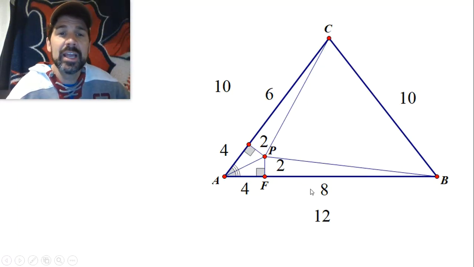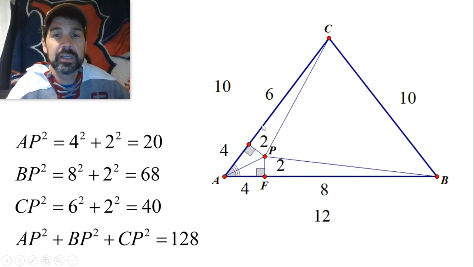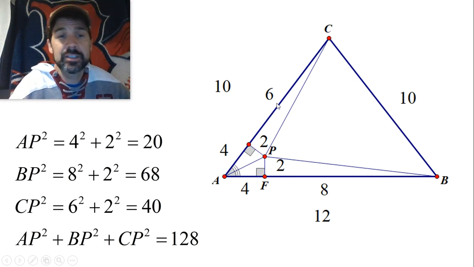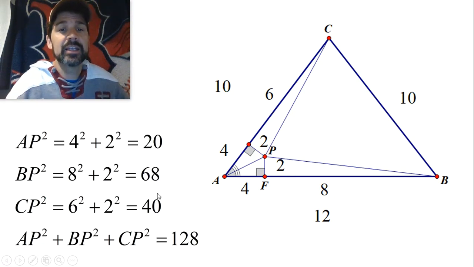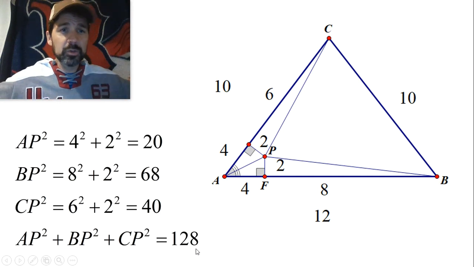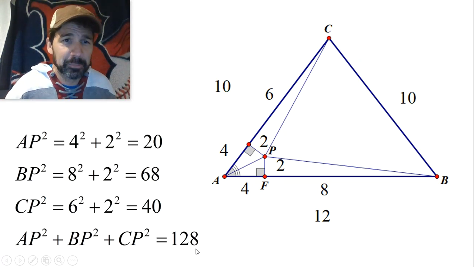So this is 2. And now I'm pretty much done, because I can figure out what BP is, because that's just going to be 8 squared plus 2 squared. I can figure out what CP is, because that's going to be 6 squared plus 2 squared. Then I take these three and add them all up, and that's 128. That's how you get a 6, people.